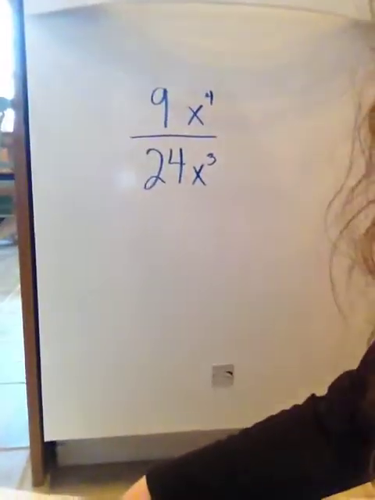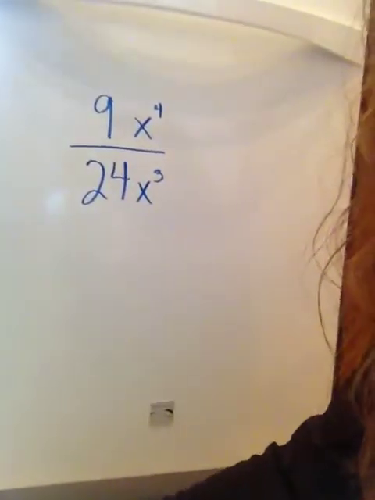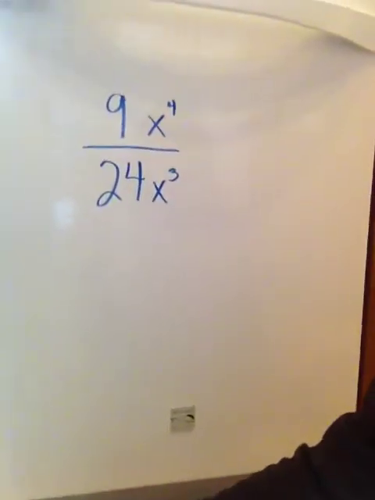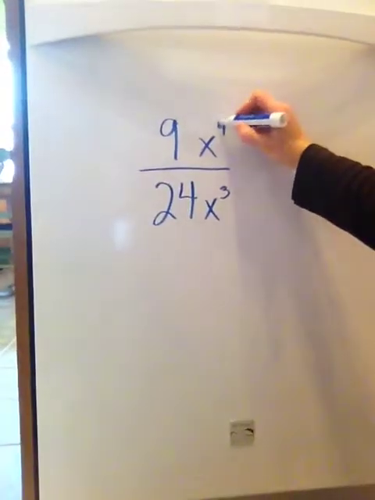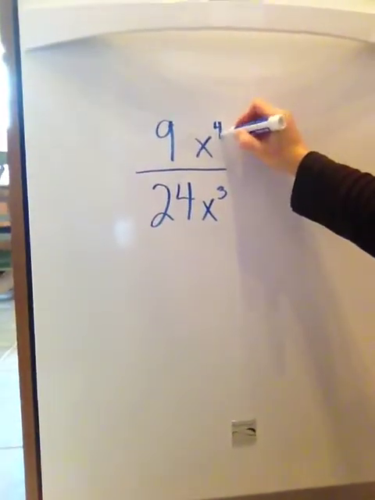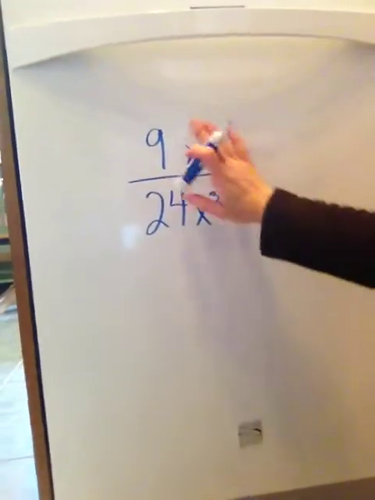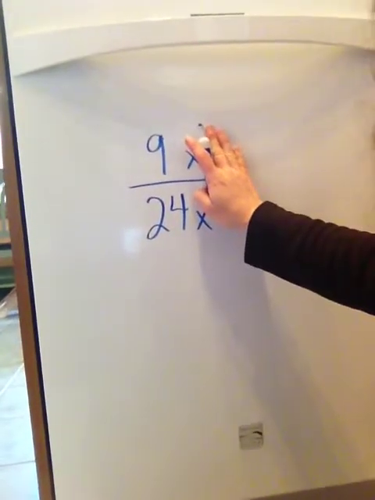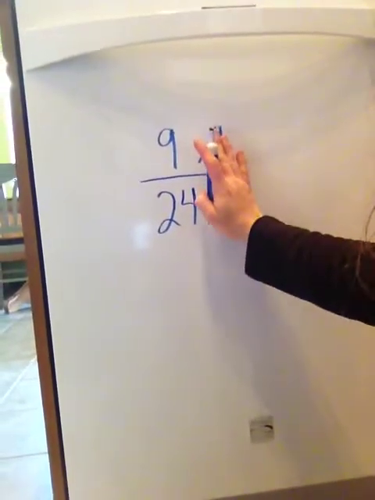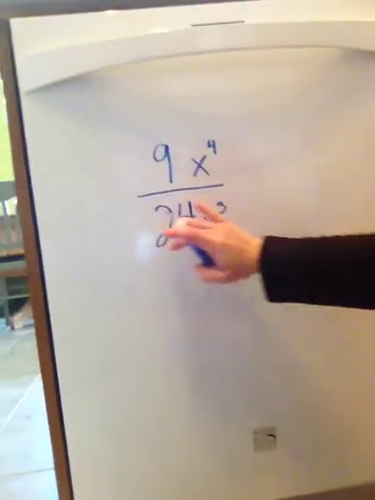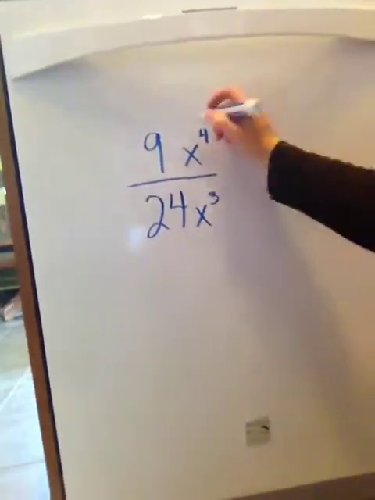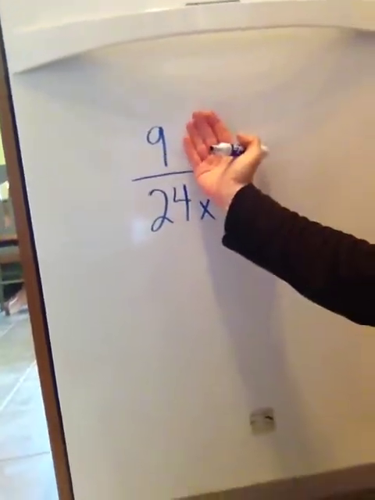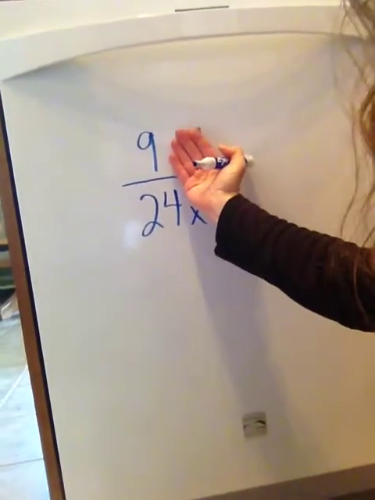Okay, so we've got 9x to the 4th over 24x to the 3rd. Okay? So what we want to do here, like before when we were doing the division, ignore the variable part and just deal with the coefficients first, then deal with the variables. Same thing here. We're going to just look at the coefficients.